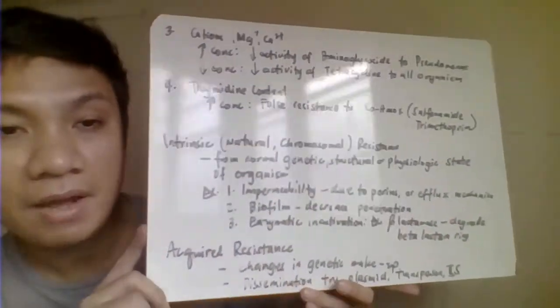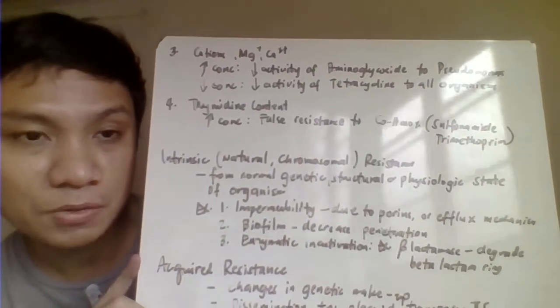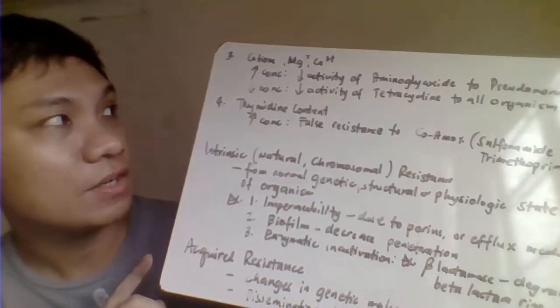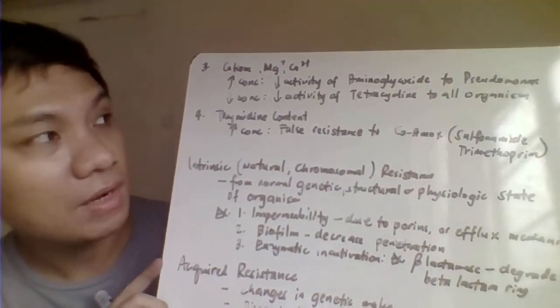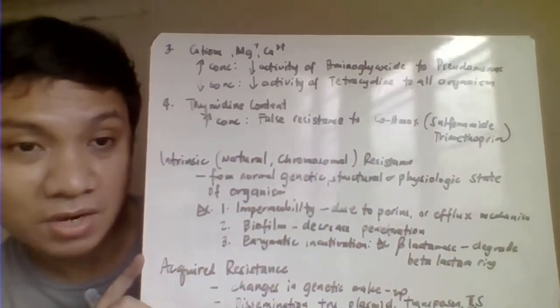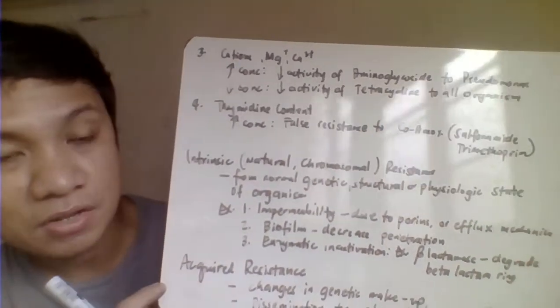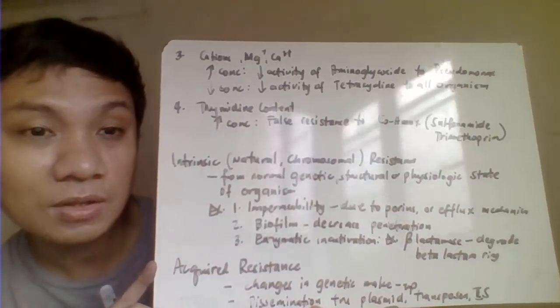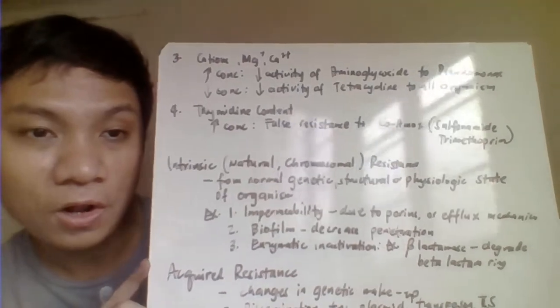Okay, another one, we have here the concentration of your cations. We have here calcium and magnesium. So increased concentration of your calcium would decrease the activity of your aminoglycoside against your Pseudomonas. Whereas decreased concentration of your magnesium and calcium would tend to decrease the effectiveness of your tetracycline in all types of the microorganism.